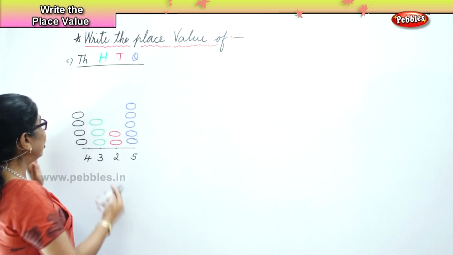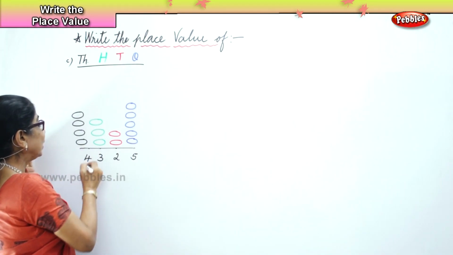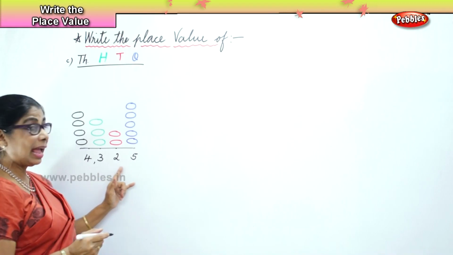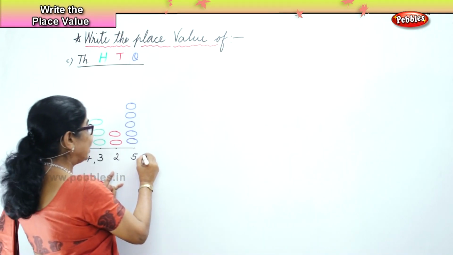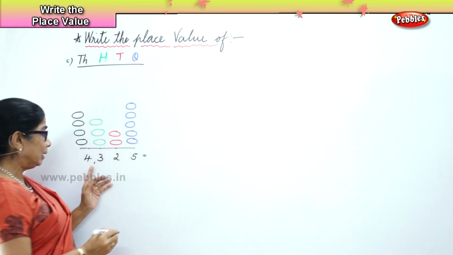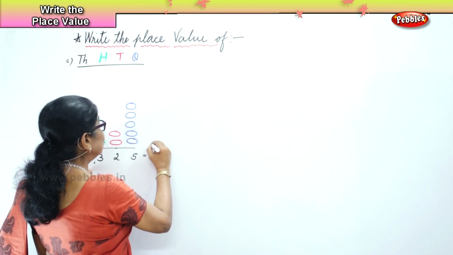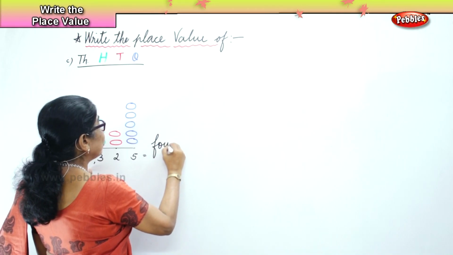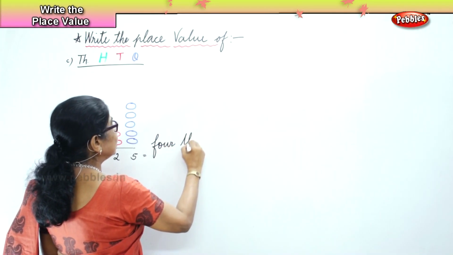And now let's read: 4325. So let's write the number's name. Having learned the place value, let's write the name. 4000.